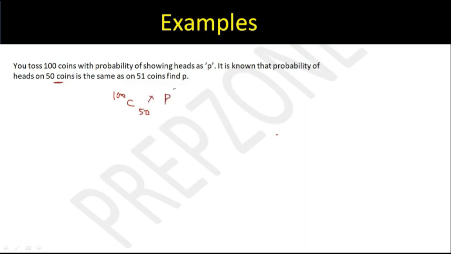What is the probability of having a head on 50 coins? P to the power 50 into, and for the remaining 50 coins, I want a tail. So the probability of having a tail is 1 minus P, to the power 50. Now this should be equal to 100 C 51 into, heads should be in 51 positions and then the remaining 49 should be tails. You just solve this expression. You get P is equal to 51 by 101.